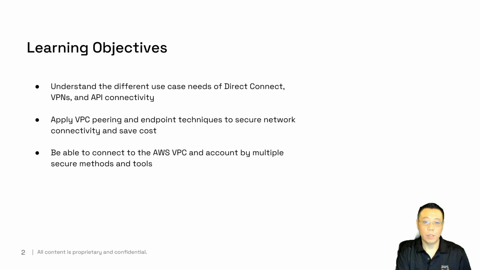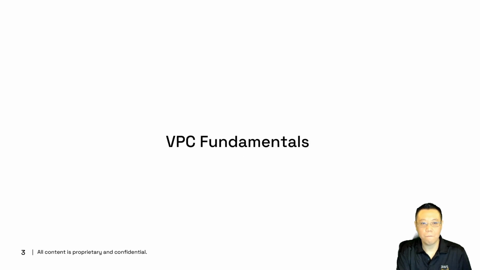Our learning objectives for today are that we want to understand the use case needs of these services like Direct Connect, VPNs or virtual private networks, and then direct API connectivity into our virtual private cloud. We also want to apply VPC peering and endpoint techniques to secure the network connectivity and also potentially save costs in your workloads. Finally, we want to be able to connect to the AWS VPC account by using multiple secure methods and tool sets. Let's get further into our discussion and see how we're going to do that.